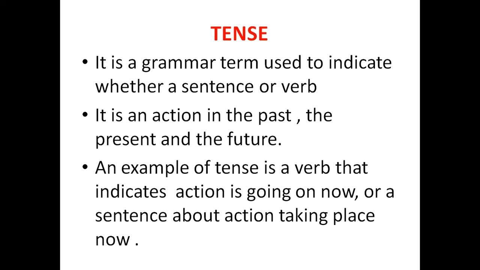It is completed. The present means the action which is happening right now. For example, I am teaching you. And the future tense means an action that is going to happen hereafter. So children, an example of tense is a verb that indicates an action is going on now, or a sentence about an action taking place now.